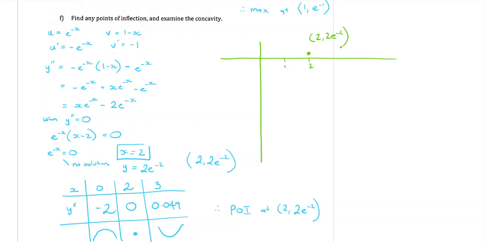Then I also had a stationary point at 1 over e. Now 1 over e is slightly bigger than 2 over e squared. You can get them as decimals. Both of them are less than 1 because they're 1 over. So if 1 was there, let's put the other one here. It's going to be 1 and it was e to the negative 1.